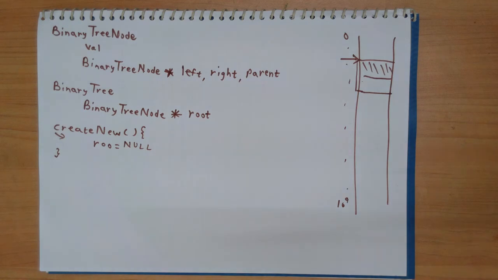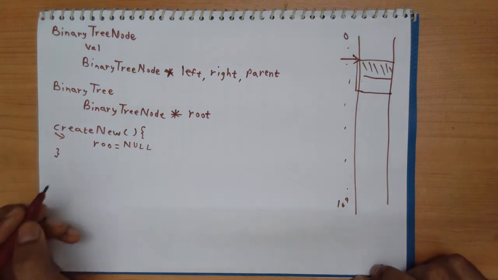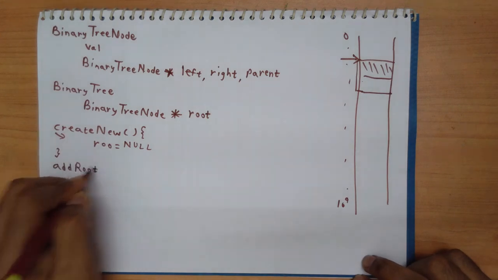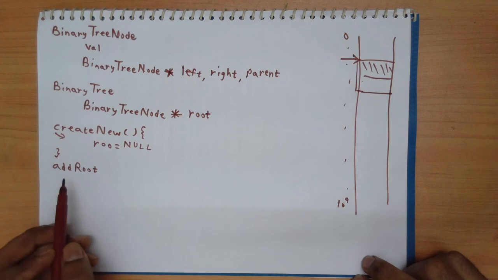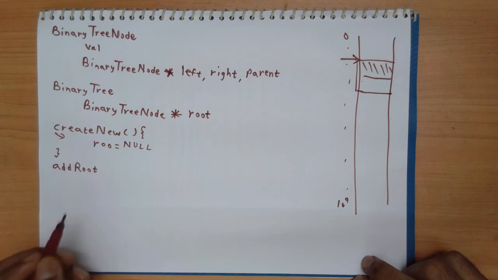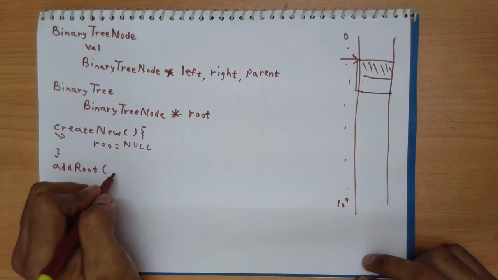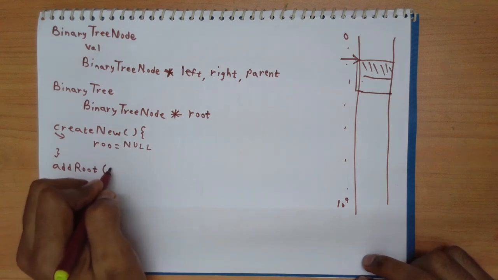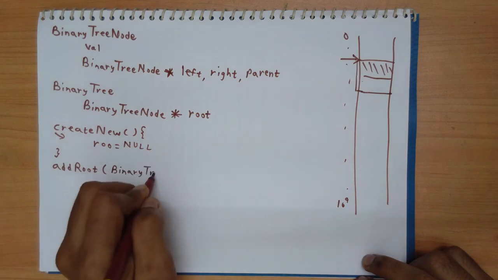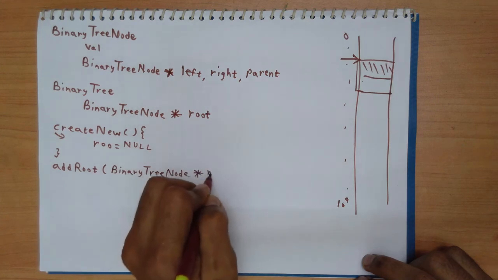So we should have a special function called add root. We want to add something as a root to our tree, and it should give us an address. So I will say that it requires a binary tree node address, and let's call it new node.